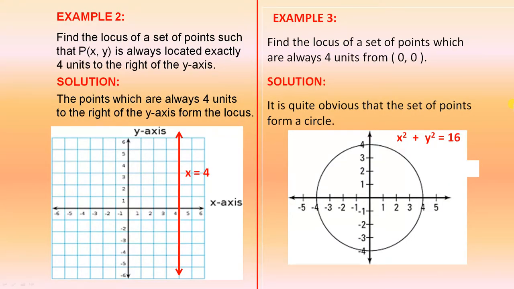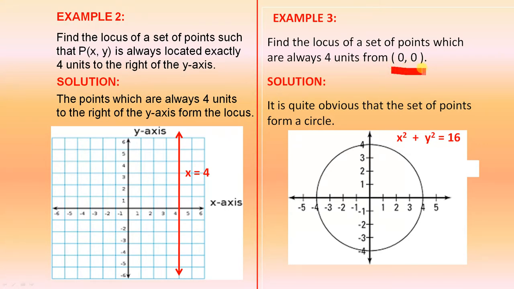Example 2. Find the locus of a set of points such that P(x, y) is always located exactly 4 units to the right of the y-axis. Solution. The points which are always 4 units to the right of the y-axis form the locus. So we've got 1, 2, 3, 4, so that line there, the red line, which is parallel to the y-axis. Every single point on that line is 4 units to the right of the y-axis, so the equation is x equals 4.